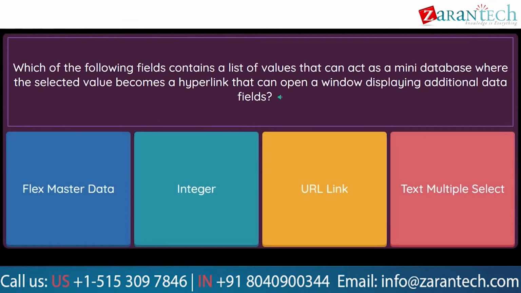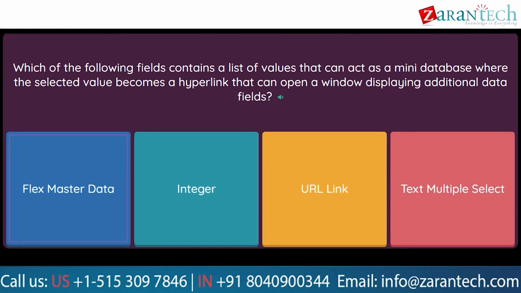Question: which of the following fields contains a list of values that can act as a mini database where the selected value becomes a hyperlink that can open a window displaying additional data fields? Option 1: flex master data. Option 2: integer. Option 3: URL link. Option 4: text multiple select.